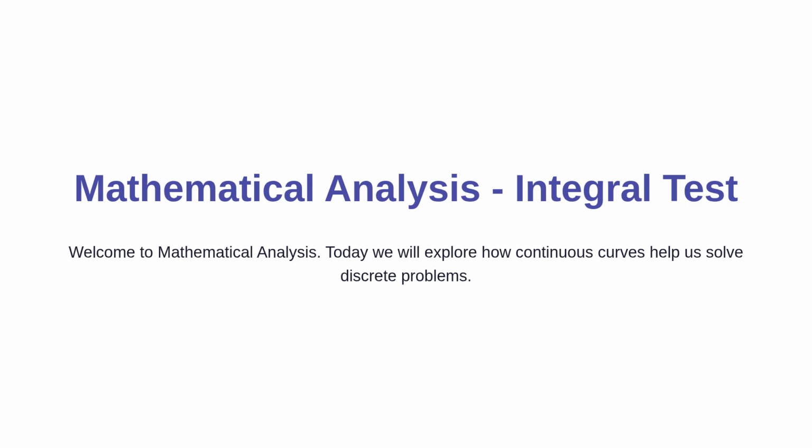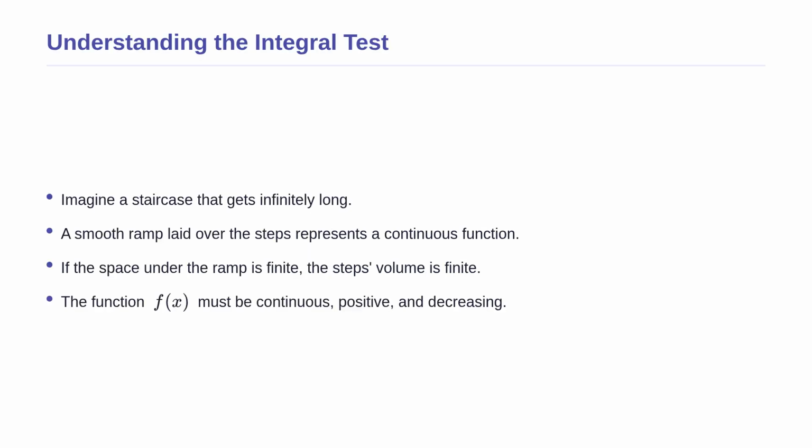Let us dive in. Now that we are ready, let us imagine walking down a staircase that goes on forever. Finding the exact volume of all those discrete, blocky steps one by one would be incredibly tedious. But what if we laid a smooth wooden ramp perfectly over the top edges? That smooth ramp is like a continuous mathematical function, while the steps are our infinite series. If the space under the ramp is finite, the concrete for the steps must also be finite.